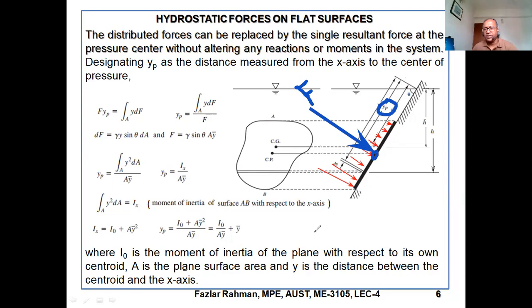Now, how can we figure this out? You see, this is a static body. The body is not moving. If I take moment along the x-axis right over here, then what will be the moment? The moment due to the F, and the moment due to all the pressure force showing with the red color has to be equal. If not equal, then the body will rotate.